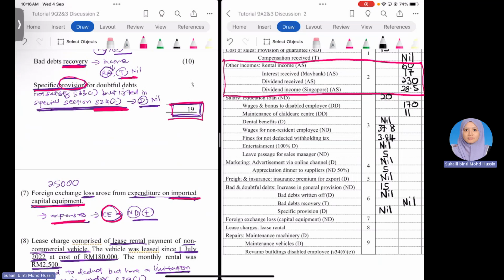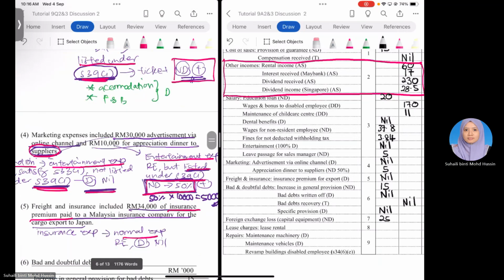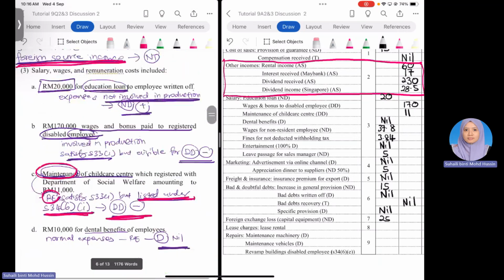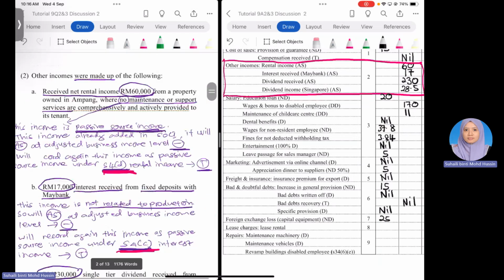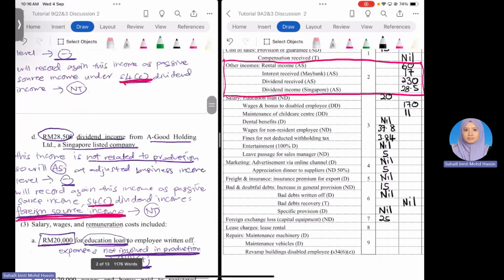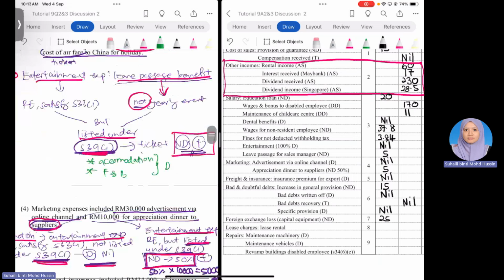So, of course, when it's a capital expenditure, if not listed under a specific section, this amount is not allowed for deduction. So, 25,000 ringgit will be added back. How to get the 25,000 ringgit? It's listed in the SOCI.